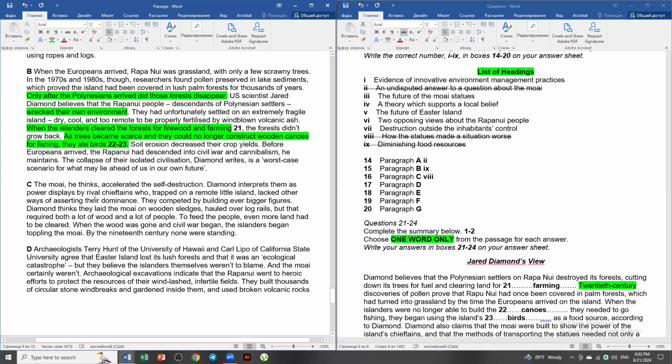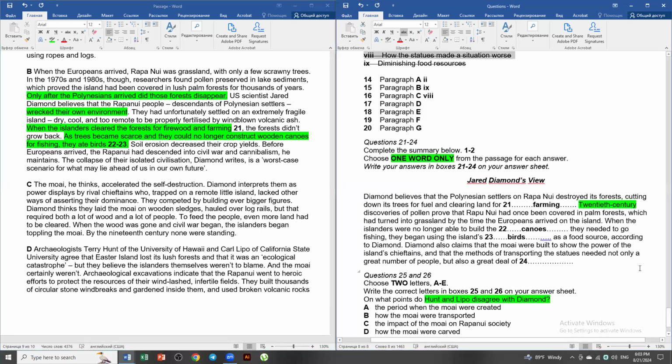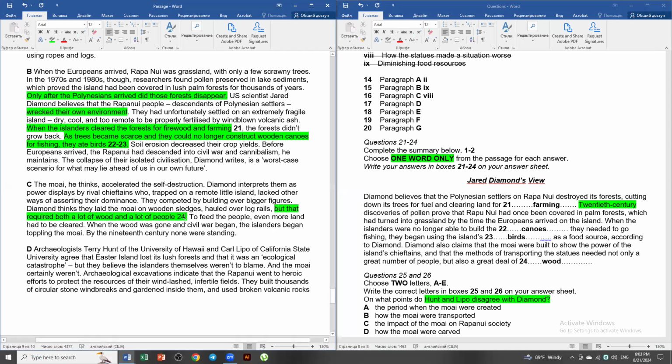Diamond interprets them as a power display by rival chieftains who, trapped on a remote little island, lacked other ways of asserting their dominance. They competed by building ever bigger figures. Diamond thinks they laid the Moai on wooden sledges hauled over log rails, but that required both a lot of wood and a lot of people. So there we go, not only a great number of people, but also a great deal of wood. So we have that finally. We can take this one and highlight that and give this number 24.